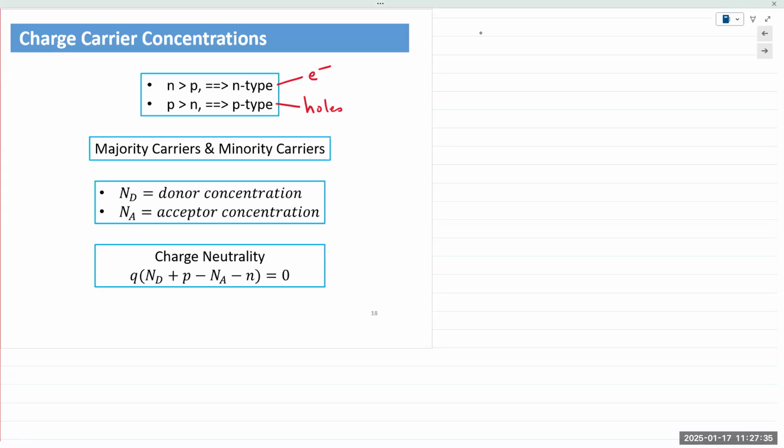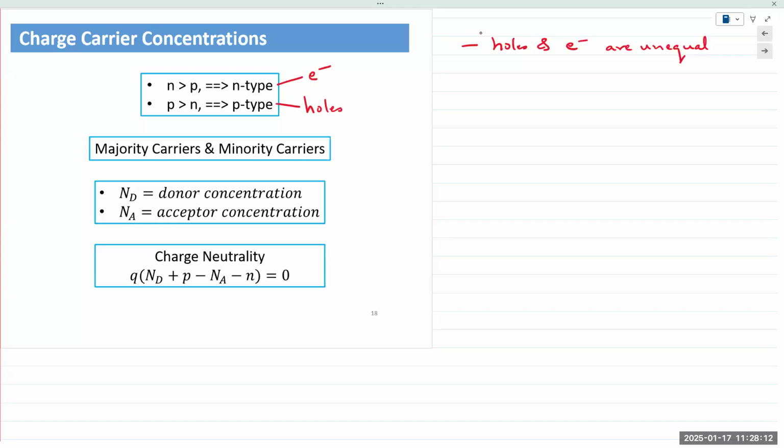The number of holes and electrons are unequal. Hence, we can state it's an n-type or a p-type material. The key thing is that the electrical charge is exactly the same. It's neutral, it's balanced.